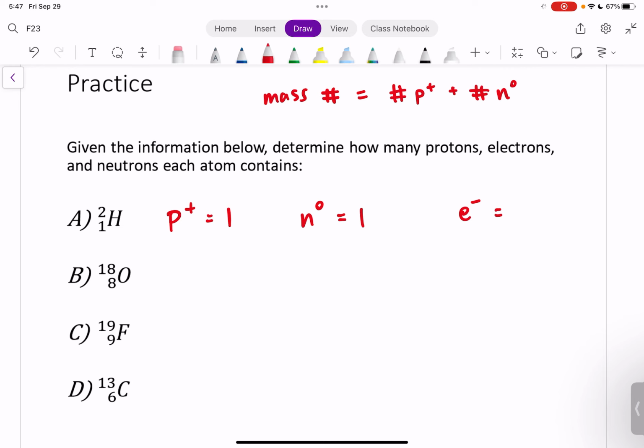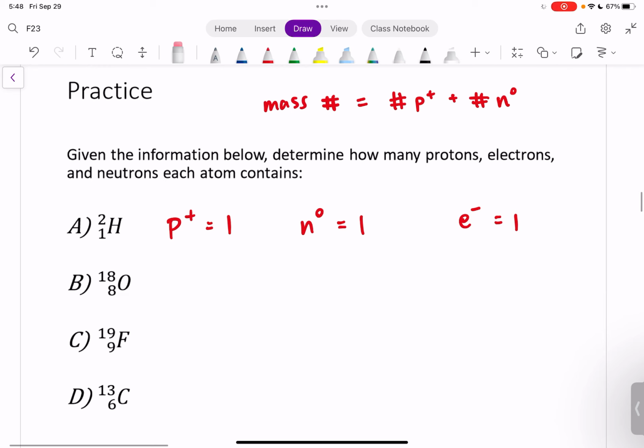All right, how many electrons? Yeah, 1 electron, right? Protons and electrons must equal each other if we have a neutral atom. I haven't said that this is not neutral, so we're going to assume that it is. So we have the same number of protons and electrons. Pretty cool, right? You can get a lot of information from just this small symbol here.